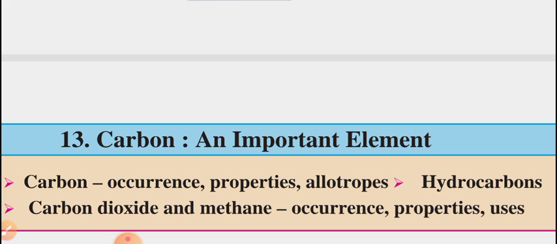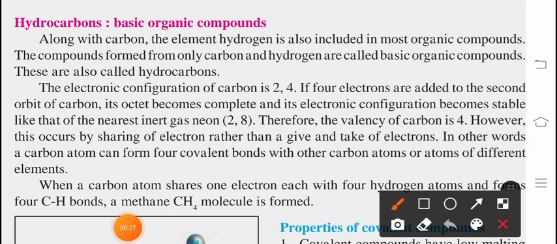In this chapter today we are going to discuss hydrocarbons, carbon dioxide and methane: occurrence, properties and uses. Hydrocarbons, basic organic compounds. Along with carbon, the element hydrogen is also included in most organic compounds. The compounds formed from only carbon and hydrogen are called basic organic compounds. These are also called hydrocarbons.